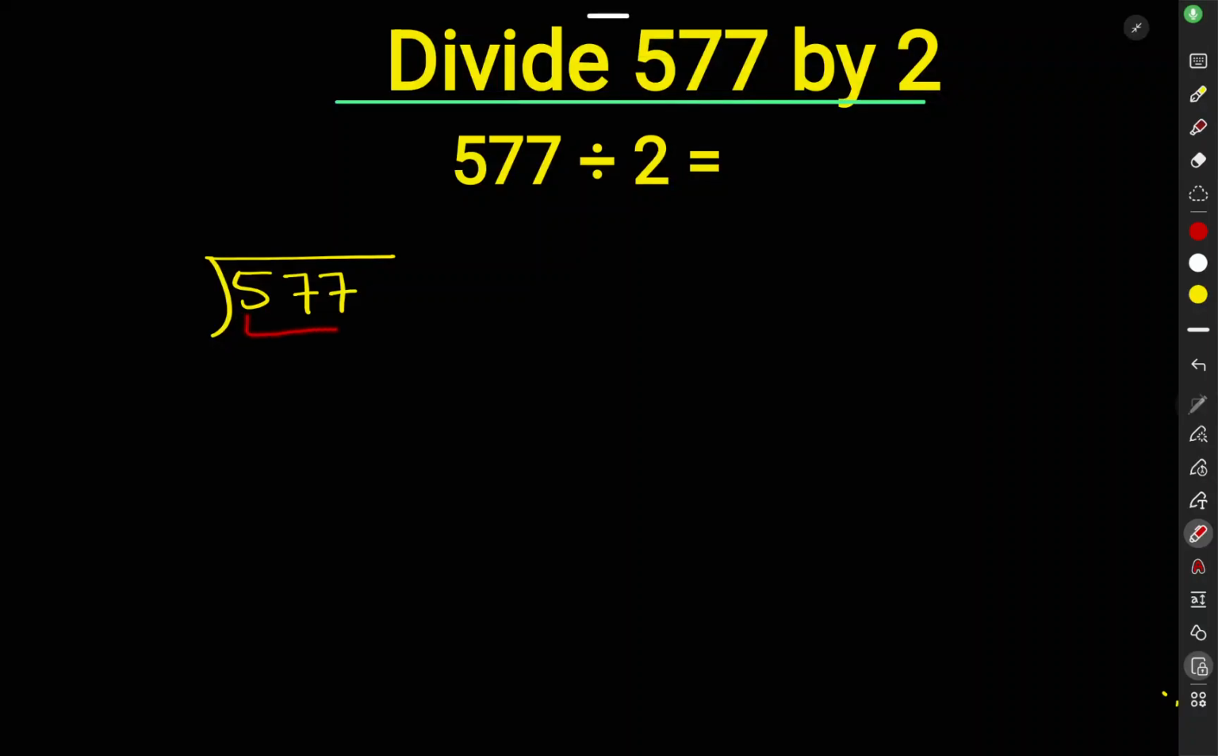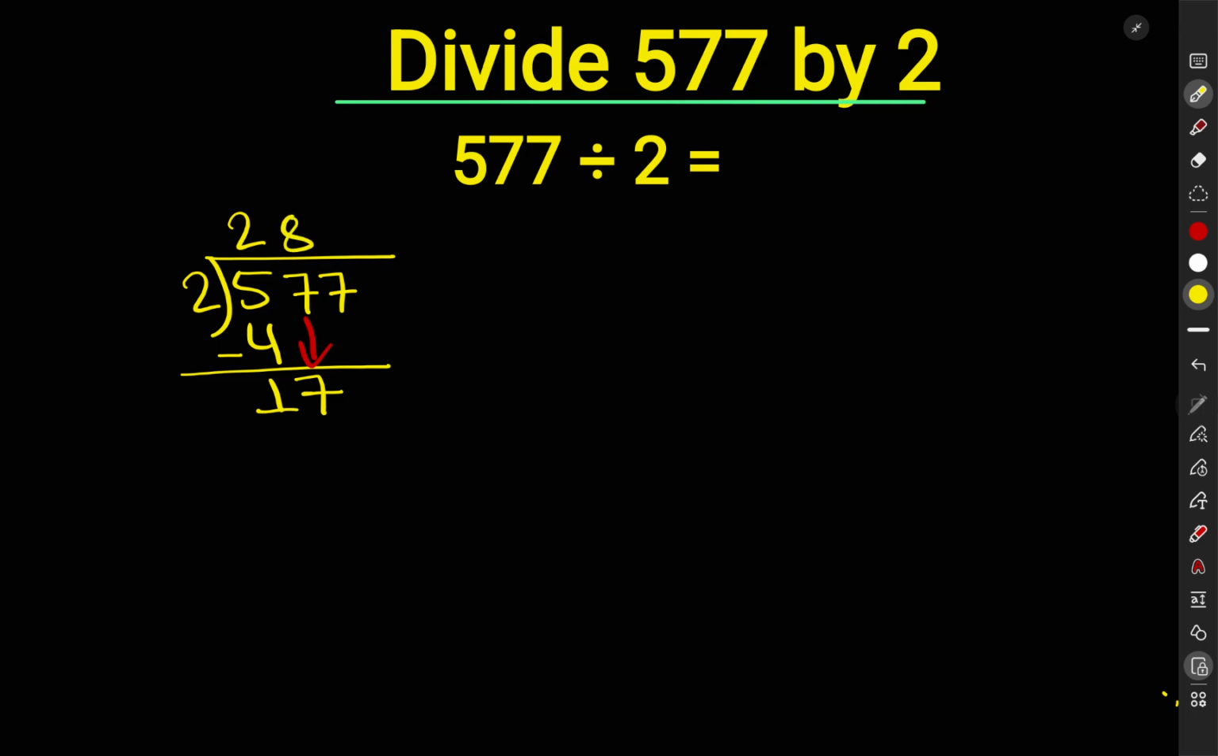Divide 577 by 2 in long division method. 2 times 2 is 4. On subtracting we get 1. So now we put down this 7 and it is 17.